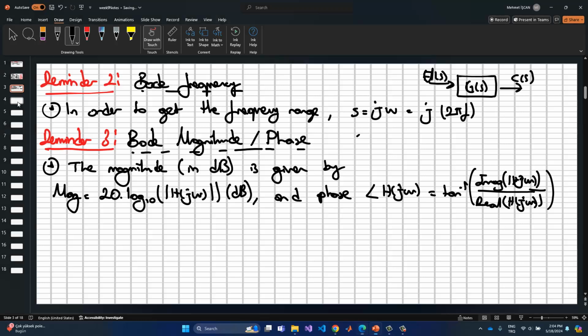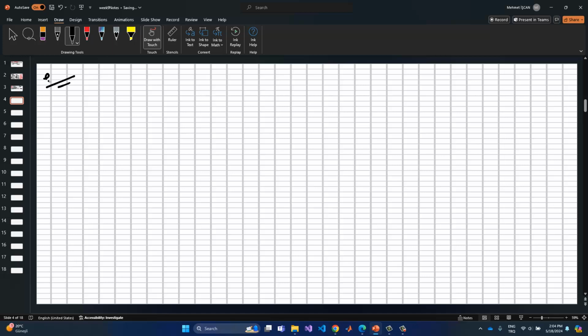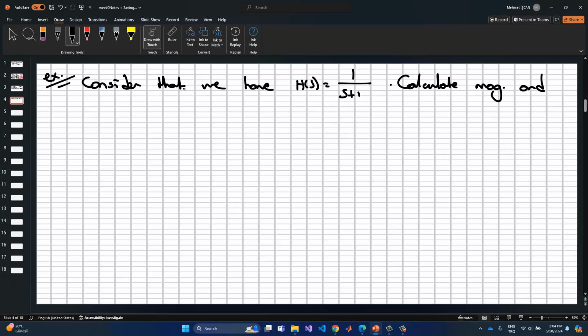But how can we calculate this information? An example can be given. Consider that we have H(s) equal to 1 divided by s plus 1, and calculate the magnitude and the phase. This is our problem. Okay, and the solution can be written with these steps.